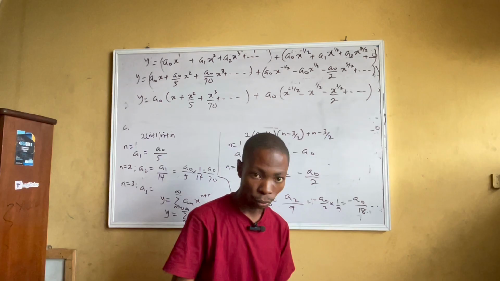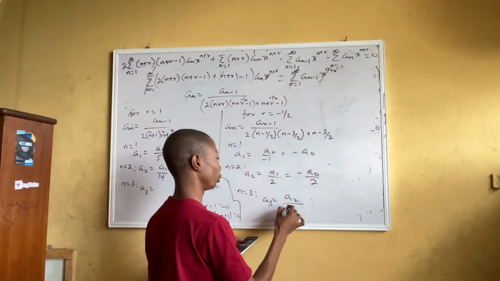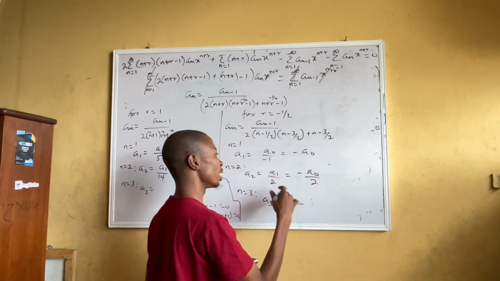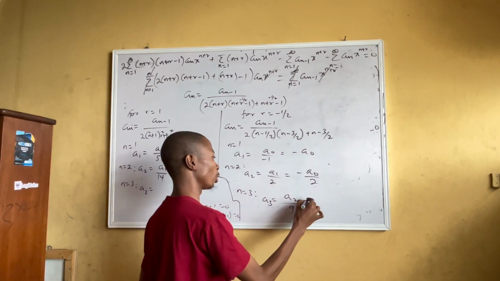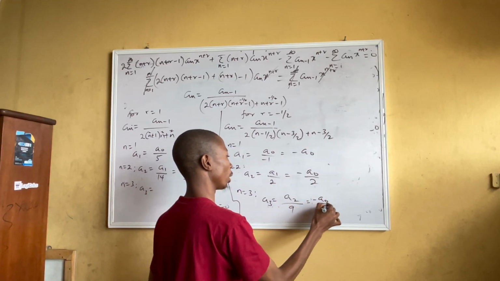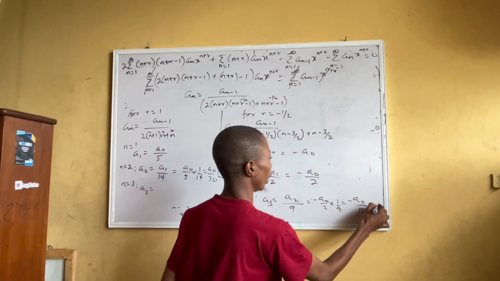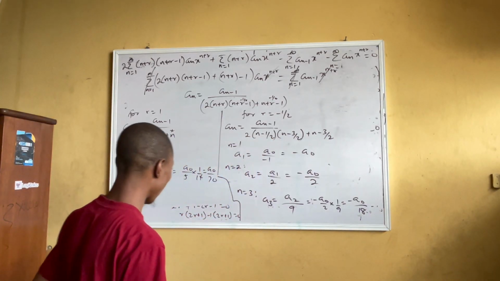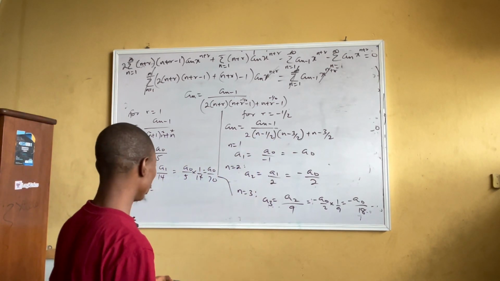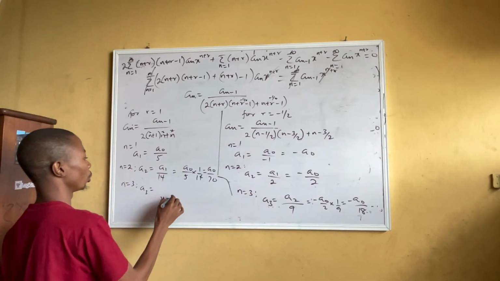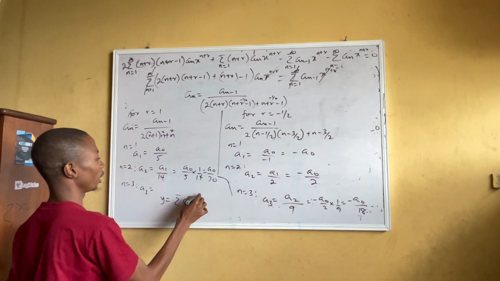So, for n equals 3, a3, 3 minus 1, a2 over, okay, I'll put 3 this time around, 9. And a2 is what? Minus a0 over 2. Minus a0 over 2, then over 9. That is minus a0 over 18. Well, you can generate more. So then write your solution, that's all. You write your solution, y equals what? What's our solution? Summation a n x raised to n plus r.